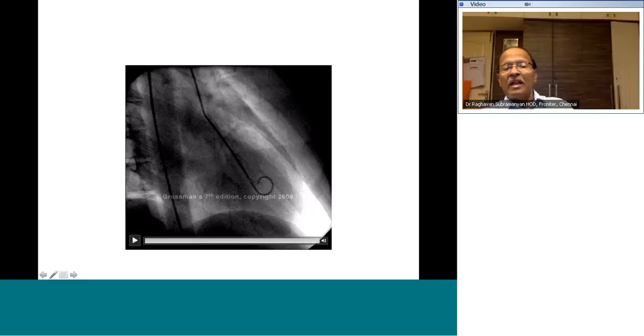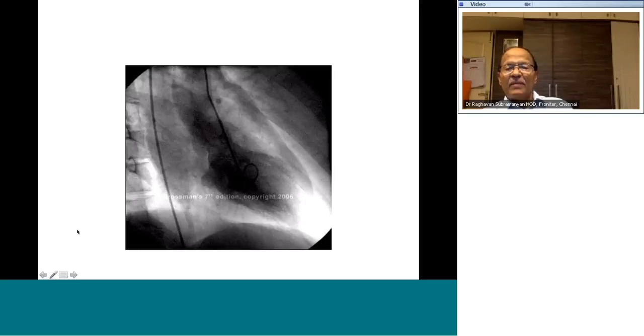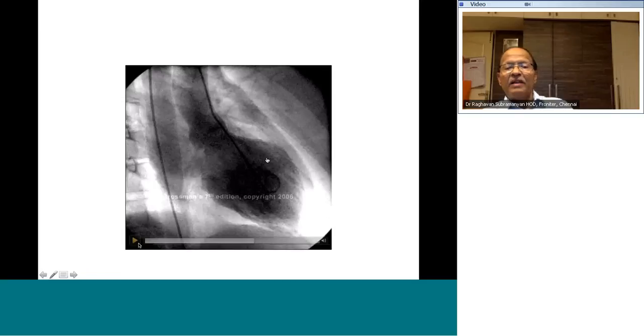This is an anterior oblique view. In contrast, this is a right anterior oblique view. And this is one of the best views to study the mitral valve, left ventricle, and right atrium. So if you see that, now this is an example of a mitral regurgitation.